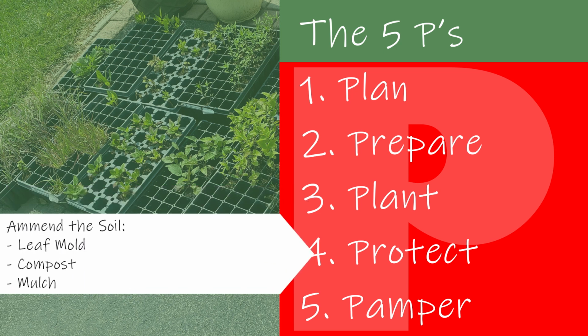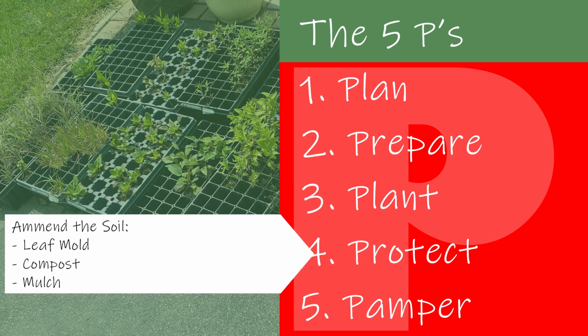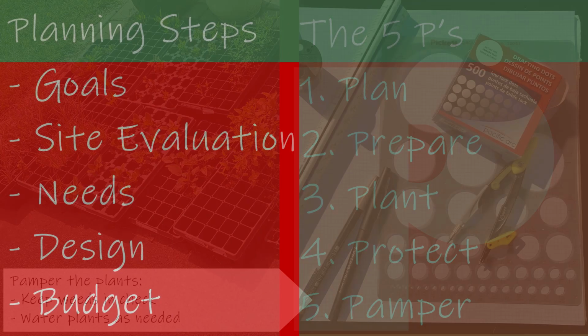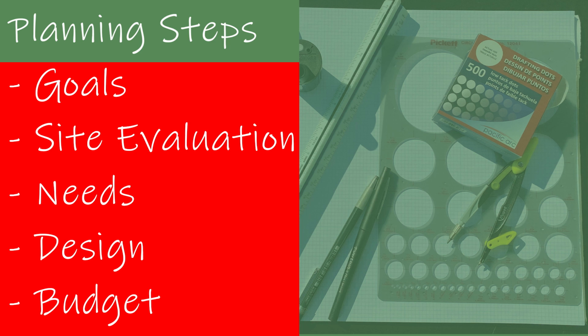The fourth phase is to amend the soil, including covering the ground with mulch until natives fill in. The fifth and final phase is to pamper the plants by keeping the weeds in check while the new plants fill in and to ensure they are kept wet until they are established. Of all these steps, planning is the phase that is most often overlooked that leads to trouble.